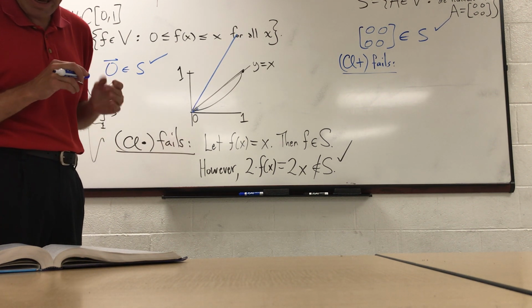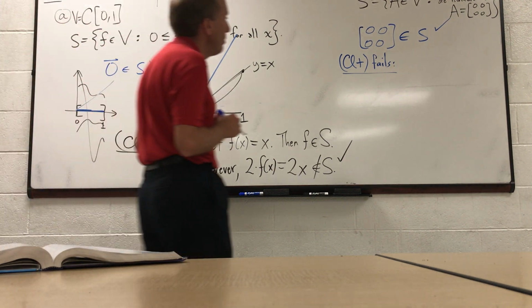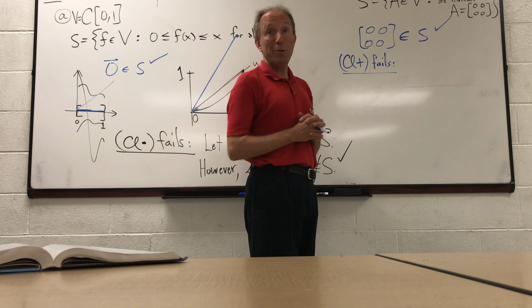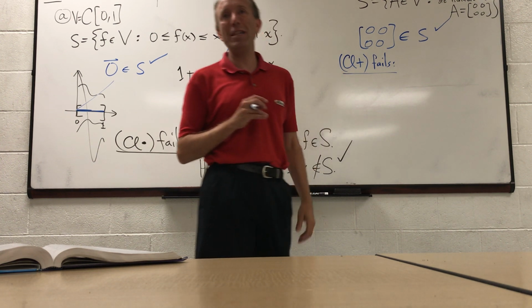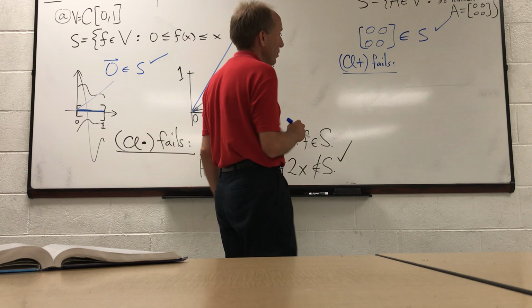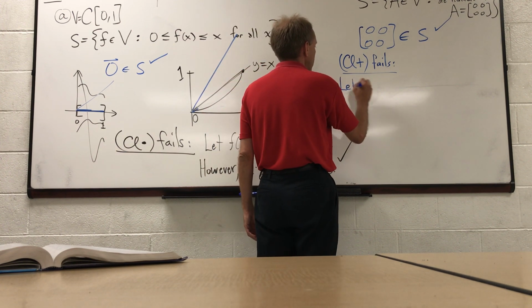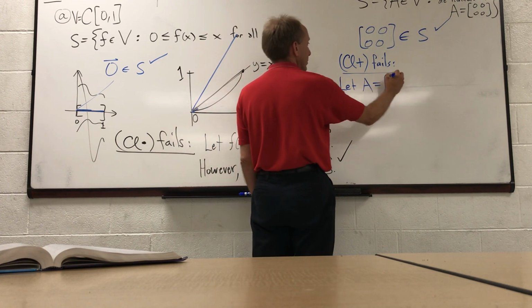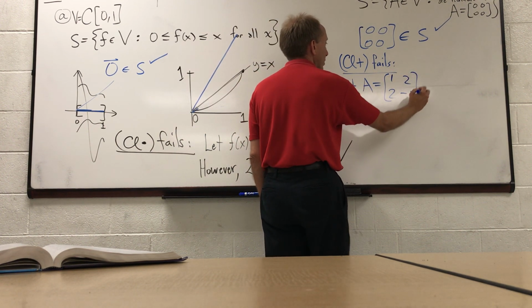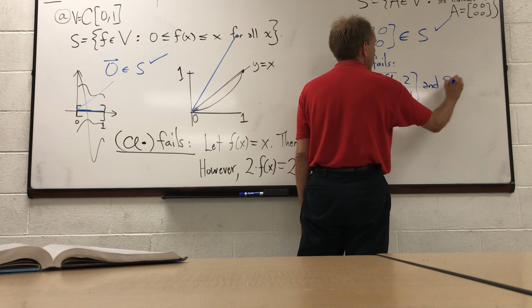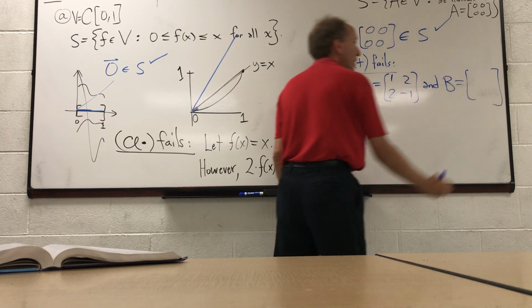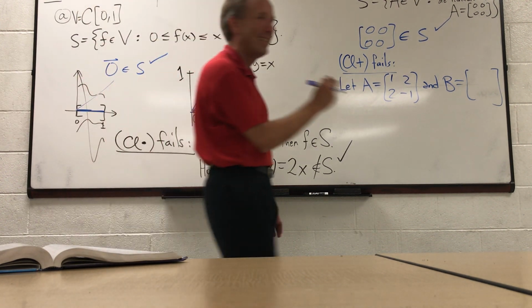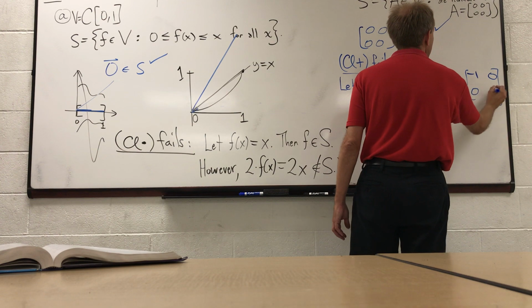So let's think about how to justify it. I need an example. A specific example would be the best, right? A specific example. Can somebody give me one? 1, 2, 2, negative 1. Okay, we'll make that matrix. And then we need another matrix B. Anybody have a suggestion what we could use here? We're trying to make this not work. Negative 1, 0, 0, 0.